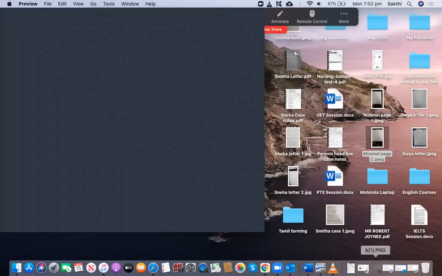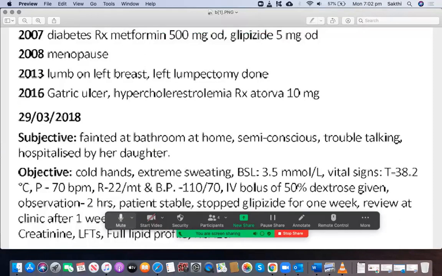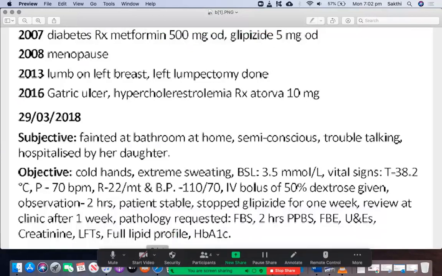All right, let's go to the next one. 2007 diabetes, Rx metformin 500 mg OD. Okay, that's fine. These things are okay. All right, and then 2008 menopause, lump on the left breast. Okay, this is done, but these things are not that important. Okay. All right, fainted in the bathroom. That's important. Semi-conscious, trouble talking, hospitalized by her daughter.